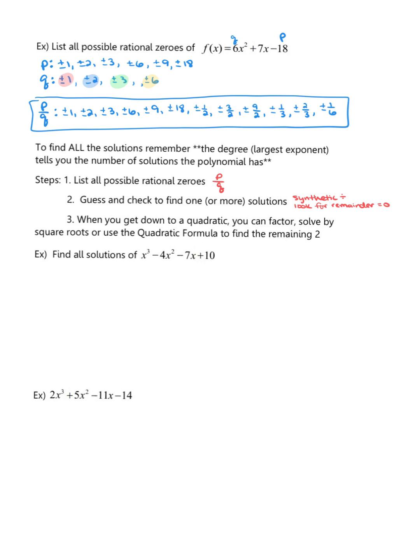So remember, the number of solutions is going to depend on the degree. So for this one, it's a quadratic, it's x squared, I should have up to 2 solutions. If I have an x cubed, I should have 3 solutions. An x to the 4th, I can have up to 4 solutions. So you want to look at this to make sure you're finding all of your solutions. All right, so for this first example, we'll have 3 solutions.